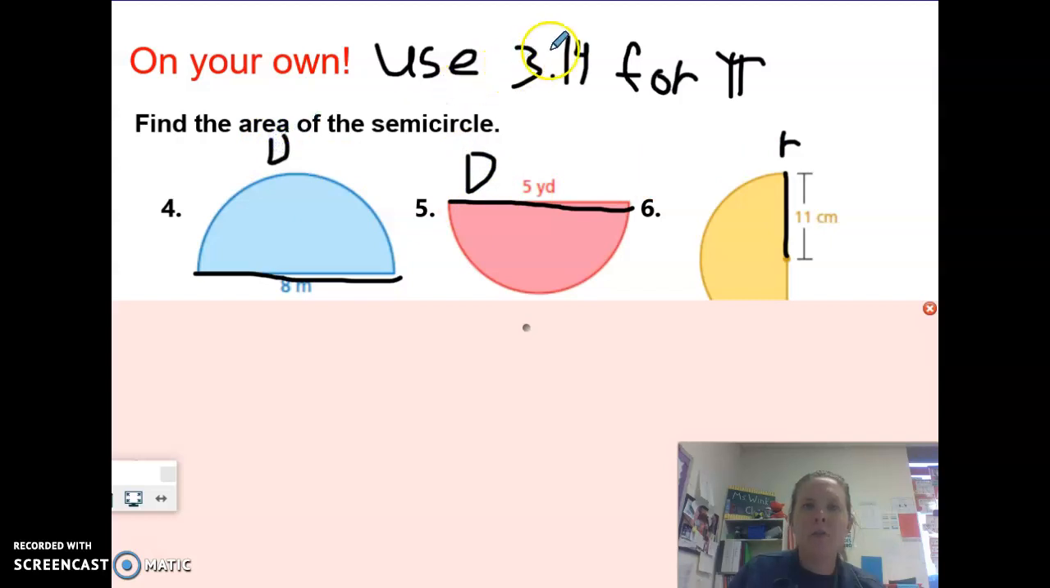So use the 3.14 for pi. Set up your equations for your semicircles. Take a minute to answer these questions and I will come back and I will show you the answers. So go ahead and pause the video, show out your work. Once you are done with that, come back in and you can double check if you got the answers correct or not.